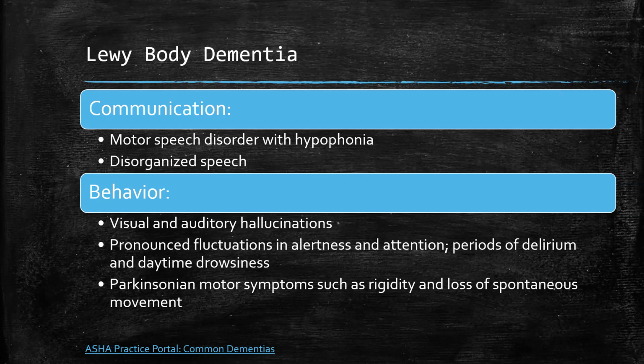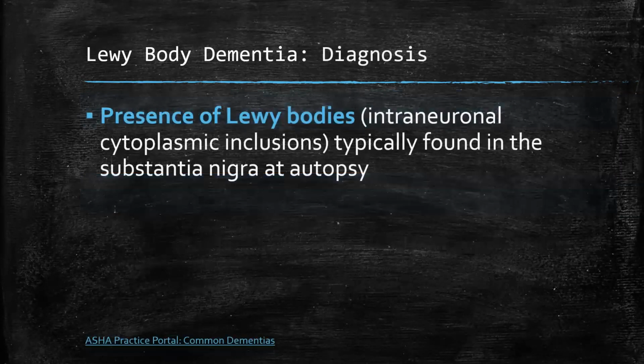You'll also see some Parkinsonian motor symptoms. So this person might be very rigid while they're walking, and they're going to have a loss of that spontaneous movement. And Lewy body dementia, again, works almost like Alzheimer's disease, where they're going to rule out other causes. There would be a presence of Lewy bodies, but the doctors wouldn't be able to identify that until an autopsy officially.